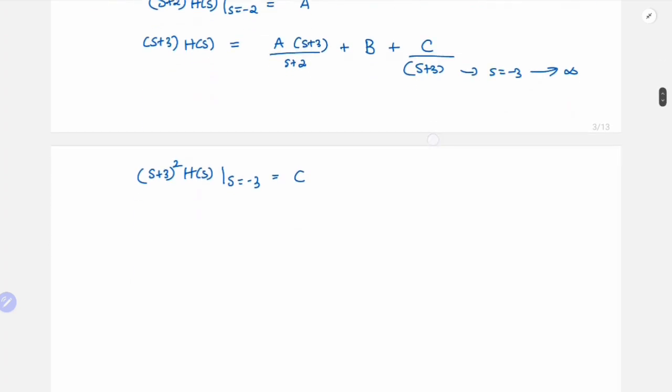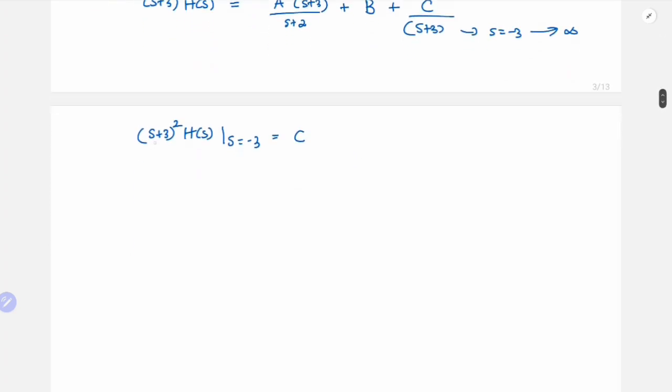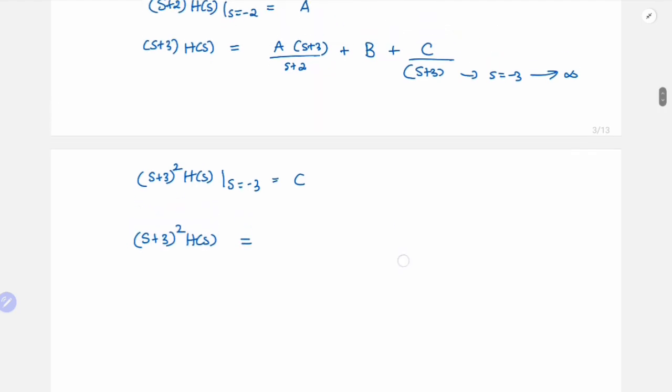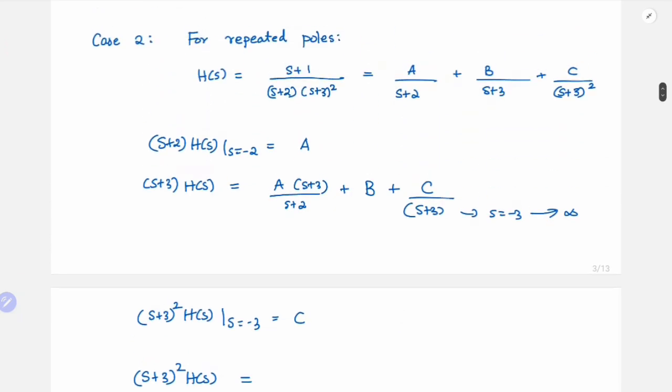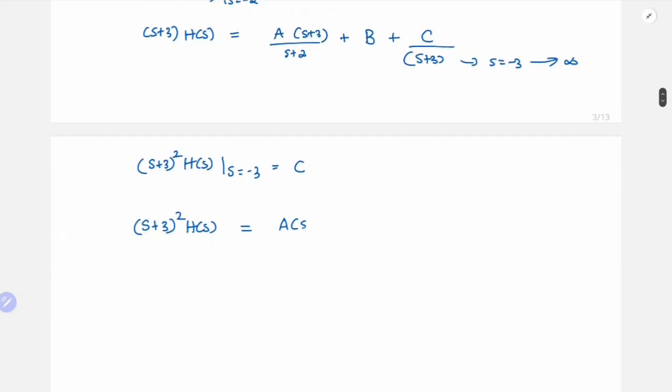Now let us see how to find it for b. So for b also, you first multiply (s plus 3) whole square into h of s. So observe what you will get. You have a into (s plus 3) whole square by (s plus 2), plus b into (s plus 3), plus c.